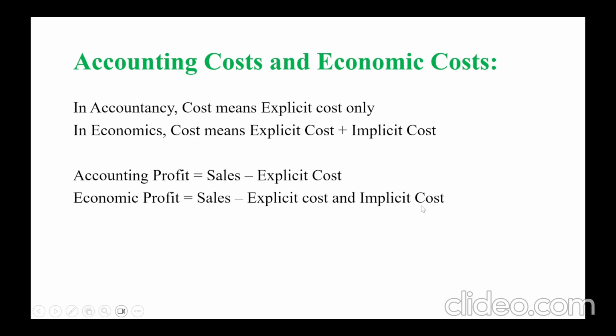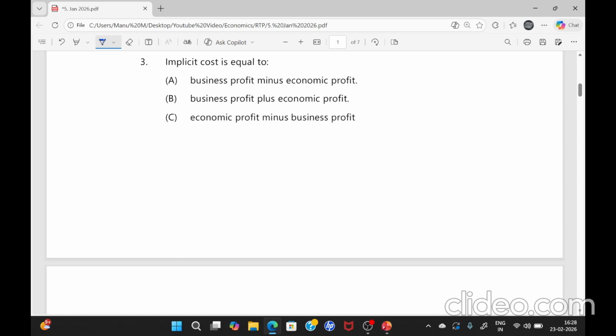So implicit cost is something which doesn't involve cash outlay. So in economics, we include such kind of cost also as a cost. So that is the only difference between the accounting profit and the economic profit. Or in simple language, accounting profit considers only the explicit cost, whereas the economic profit considers both explicit cost and implicit cost. Please keep that in mind.